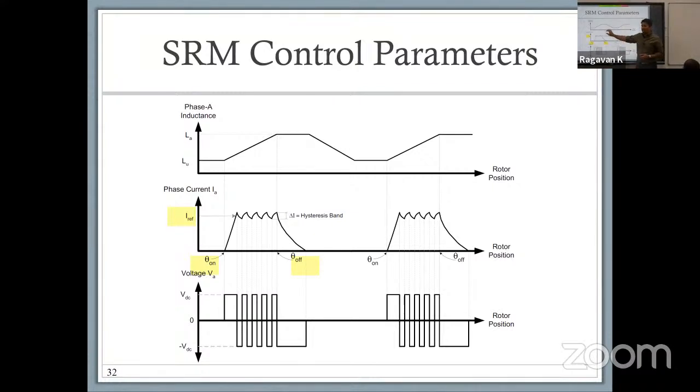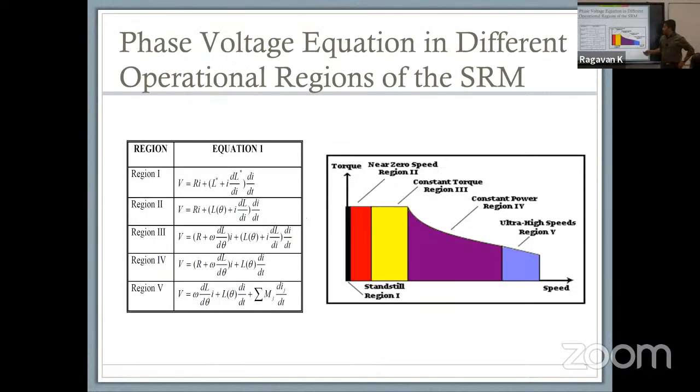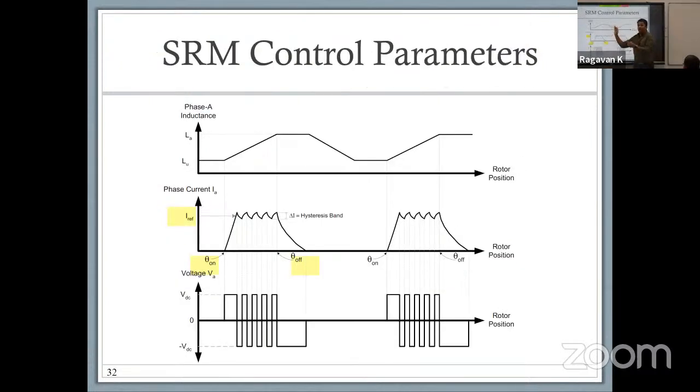If you want to regulate this band and keep it as tight as possible, you have to sample the signal, process it, and apply a switching signal very, very quickly. If you don't do that, you'll end up with a much larger current ripple, which will lead to a very high torque ripple. So when you go to the ultra high speed region, this can lead to a condition called single pulse mode, because in some cases this window is so narrow that you barely have enough time to apply one pulse.